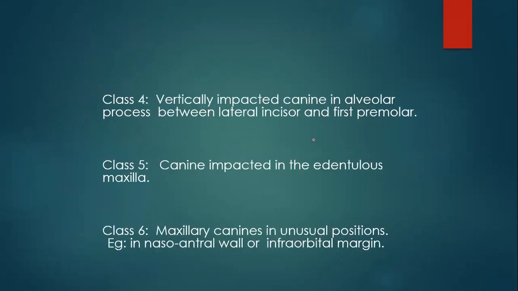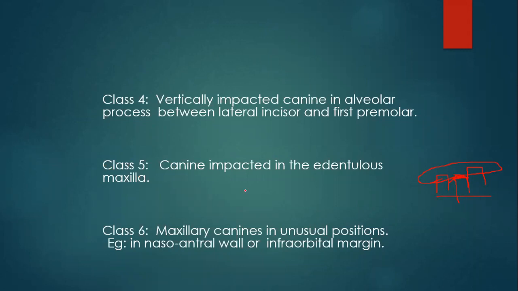You should always remember these classes because they can come in your MCQ. In class 4, the vertical impacted canine is in the alveolar process between the lateral incisor and first premolar. So what happens? The impacted canine is basically vertically impacted in the alveolar process between the lateral incisor and first premolar. This is the lateral incisor, and this is the first premolar. The impacted canine will be vertically impacted, like in this way. If this is your occlusal plane and all the teeth have erupted, it will be below the occlusal and cervical plane of the remaining teeth, and it can be impacted in this manner. I hope you guys are getting my point.